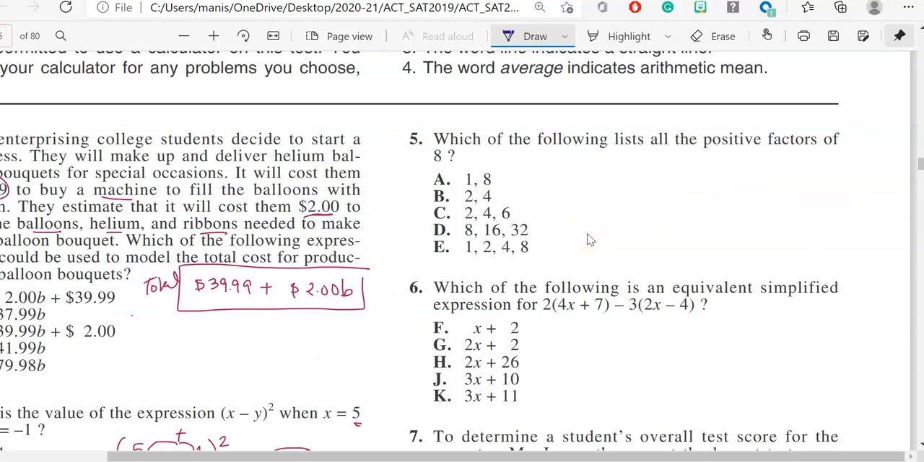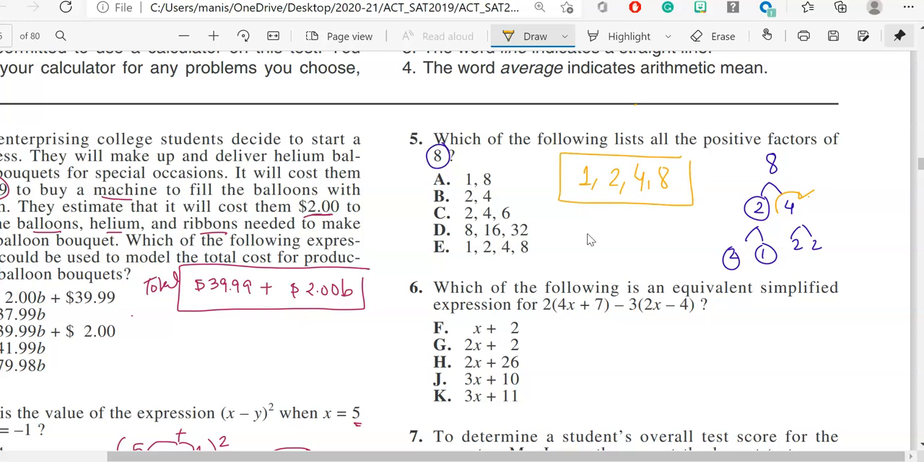Question number 5 says, which of the following lists all positive factors for 8? So what I can do is draw a factor tree over here. I got 1 over here, then I can have 2 and 4, and this is my 2 and 2 over here. Now if I'm really looking at the positive factors, one factor is 1, another factor is 2, I will not pick this repeated one, another factor I will take is 4 over here, and 8 is itself a factor. So this is the list of all the positive factors for 8. I will not take these 2 because they are coming many times. So E is the correct answer choice for this problem.